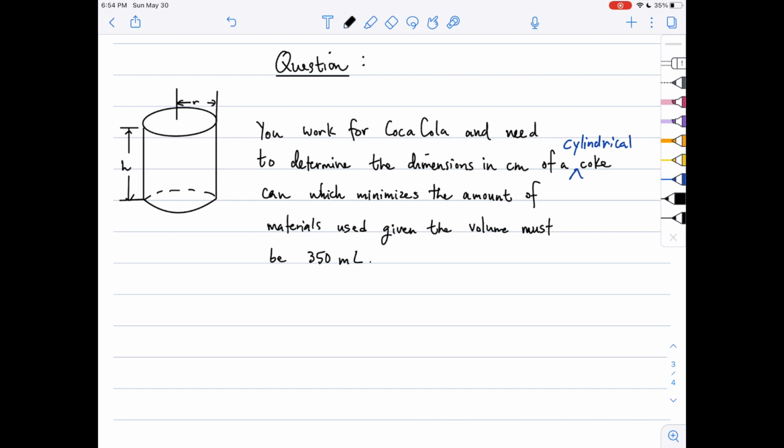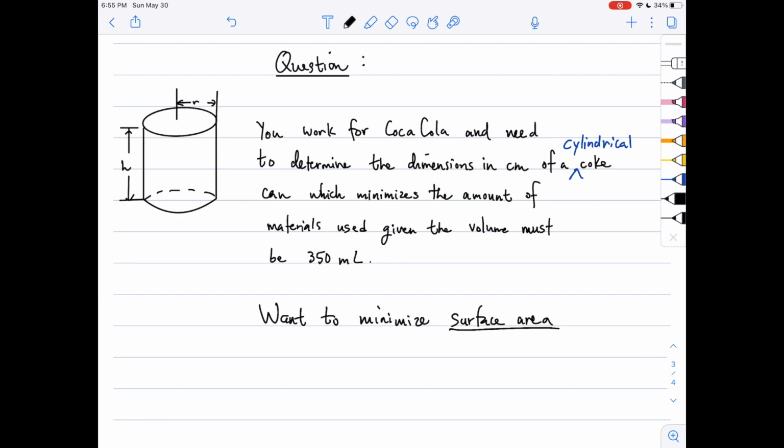Okay, so I'm going to write this down. We want to minimize surface area. Okay, and that's very important to recognize. You might even want to write it down. You have to identify what variable you want to optimize for.